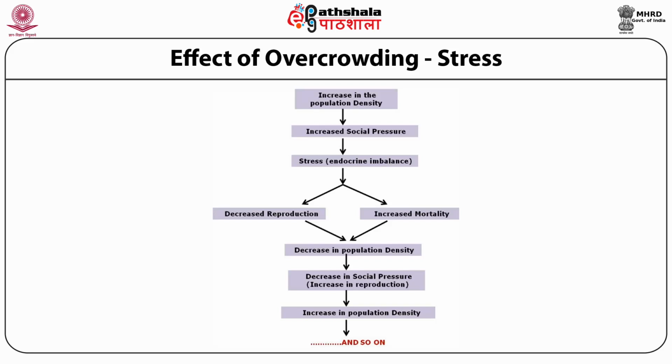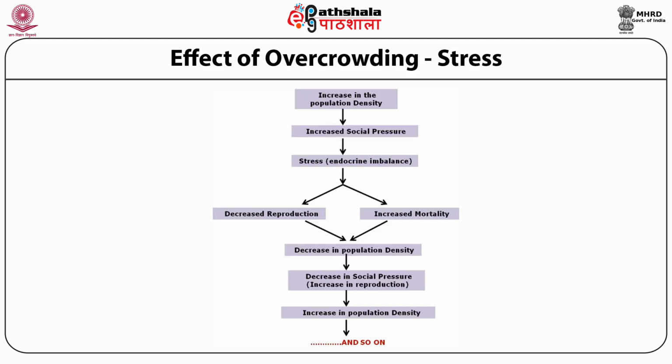As is clear from this flow diagram, as the population density increases, there is an increased social pressure on all the individuals of the population. This leads to stress on them, and stress affects the endocrine glands of the individual. Most affected are the adrenal and the pituitary glands.